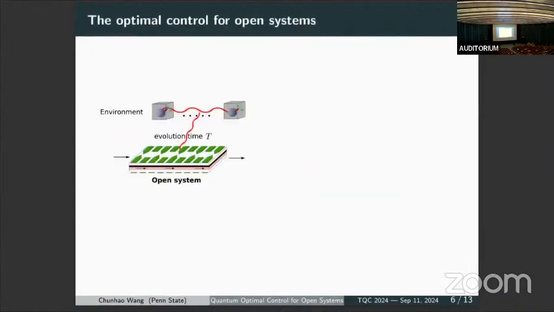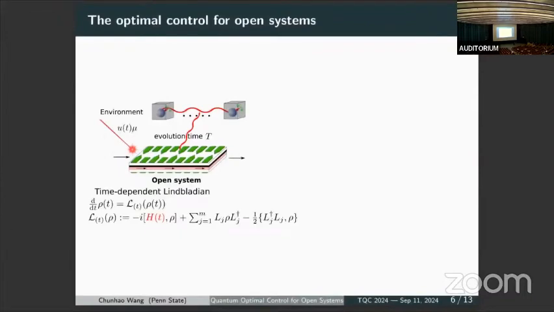Again, in this case, we want to control an open system. We have this external control field, u(t) times mu, controlling the Hamiltonian part. In this simplified model, which is a realistic model, we assume we're only controlling the Hamiltonian part, and we don't touch the interaction part. Now this Lindbladian becomes time dependent. Instead of H, we have H of t, the time-dependent Hamiltonian. But for the rest of the terms, the jump terms, the dissipation part is time independent.